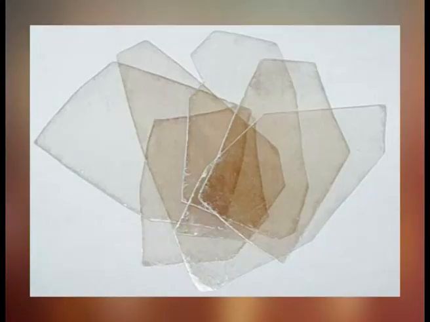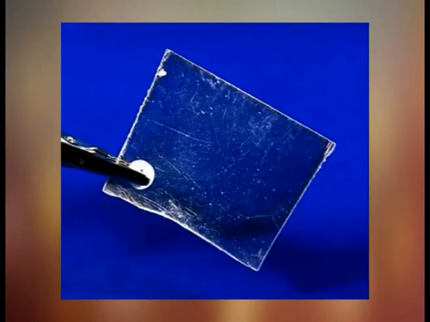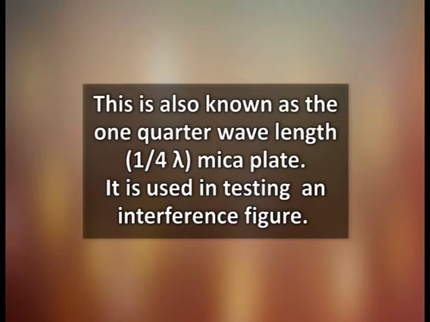Mica plate. This is a sheet of muscovite mica cleaved so thin that of the two rays of the light passing through it, one has gained 1/4 of a wavelength in phase over the other and is usually mounted between long and narrow glass plates. This is also known as 1/4 wavelength or 1/4 lambda mica plate. It is used in testing an interference figure.